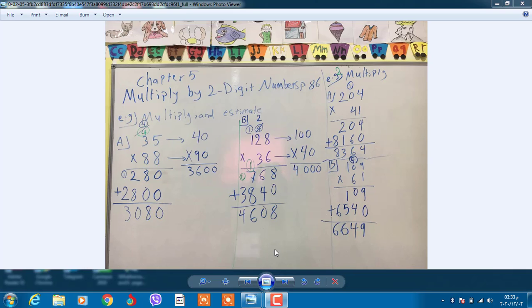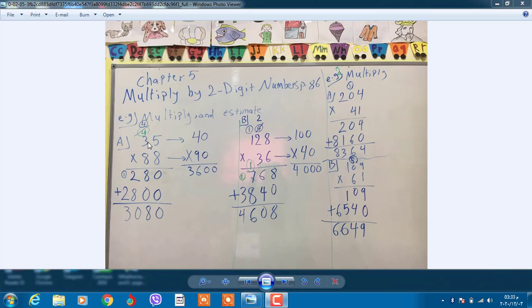In this video we are studying chapter 5. Chapter 5 is about multiplying by 2-digit numbers. In the first lesson we also multiply by 2-digit numbers. Sometimes I tell you to just multiply, and sometimes I tell you to multiply and estimate.